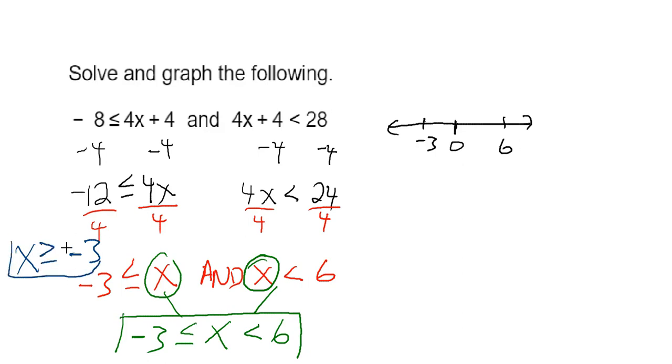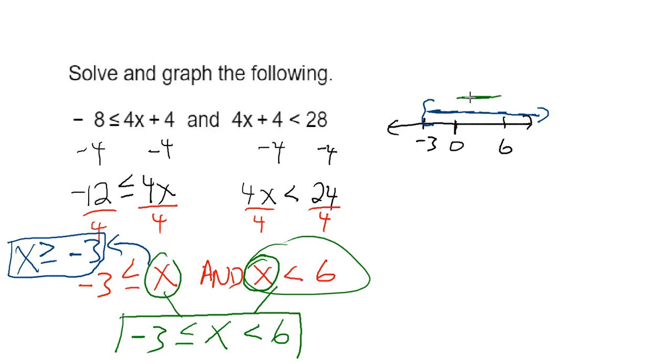And so I would rewrite this like this, and that way you're making sure you're going to shade in the right direction. So we need to shade to the right of -3 for greater than. So all the way to the right, brackets on the -3. For the other inequality, we have x is less than 6.